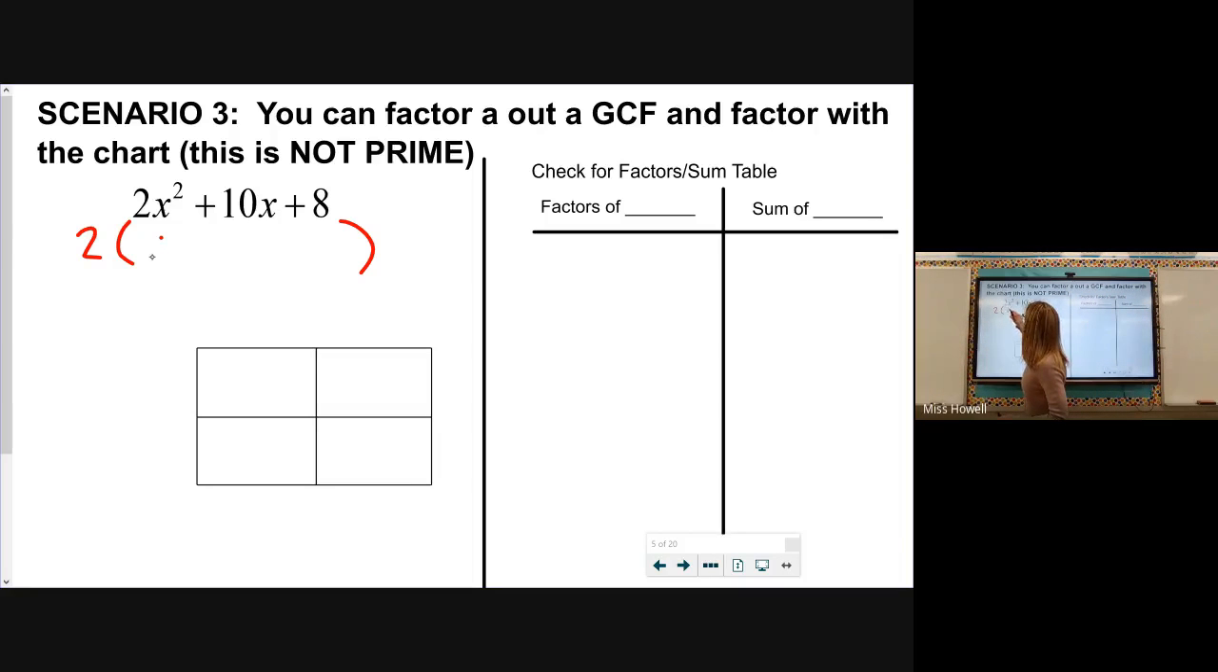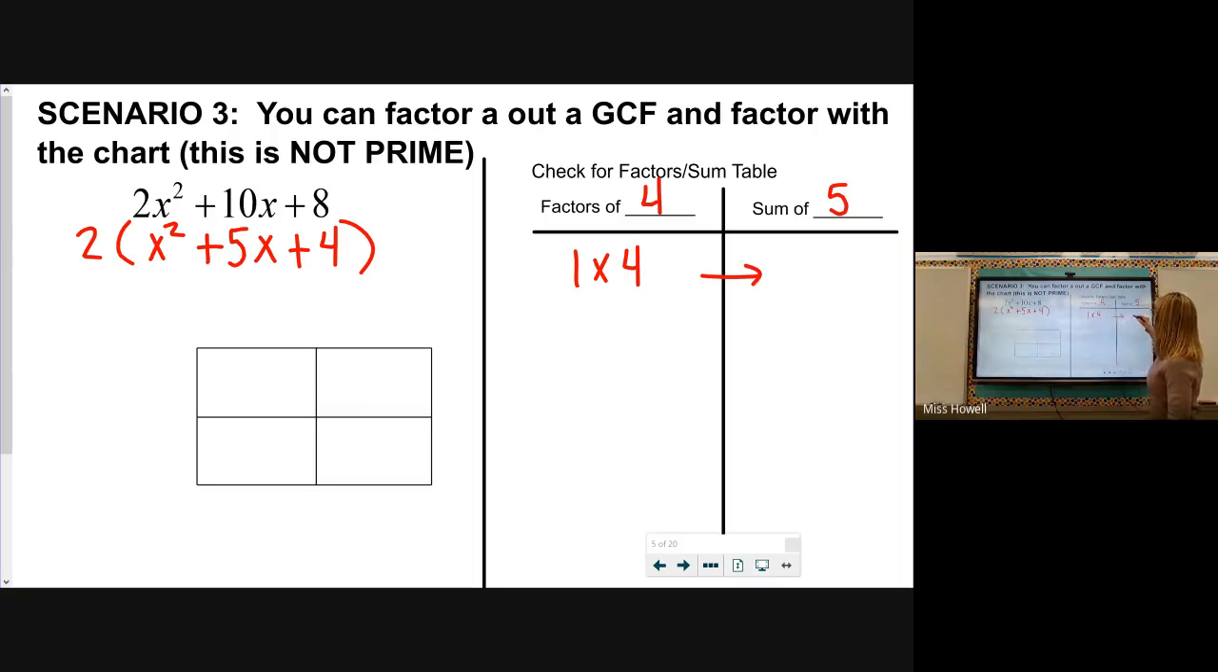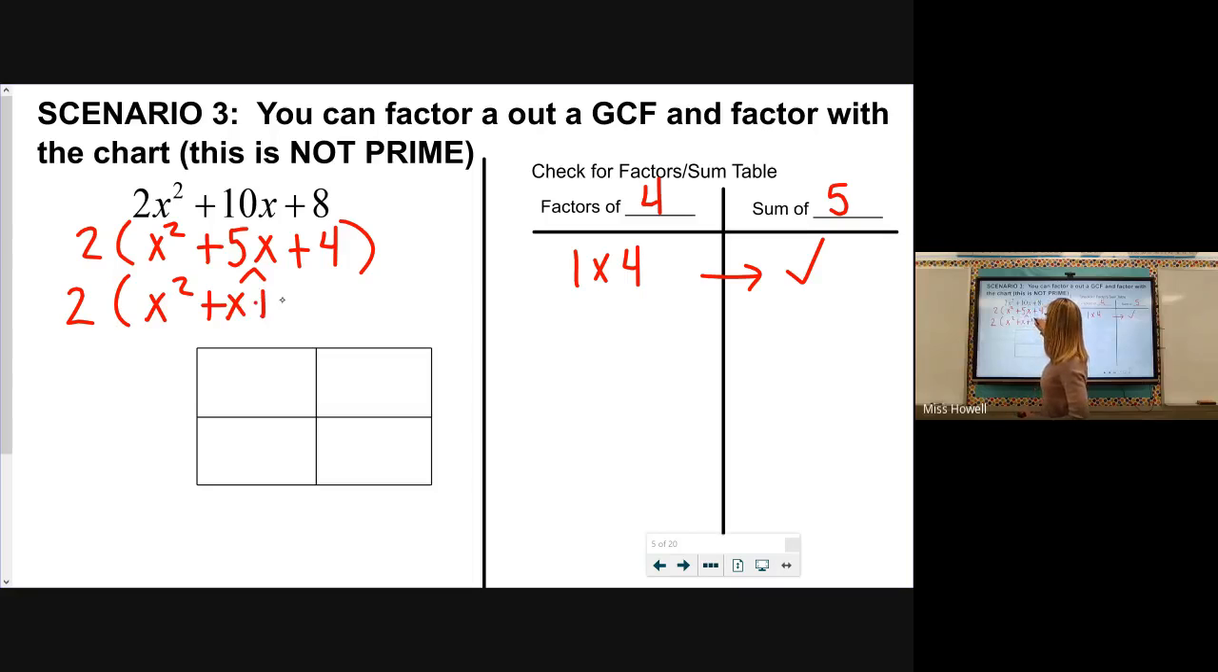All right, so we get an x squared plus 5x plus 4 left over here. And now, since inside our leftover still is a degree of 2 or higher, we have to check to see if we can factor further with our chart. So for our chart method, we need factors of 4 that give us that middle term of 5. We're looking for things that multiply to give us 4, and when we put them together, we end up with a 5. So 1 times 4 is our logical combo here. We're going to break up that 5x into 1x plus 4x. This middle term is breaking up. So we have 2 times x squared plus 1x plus 4x plus 4.